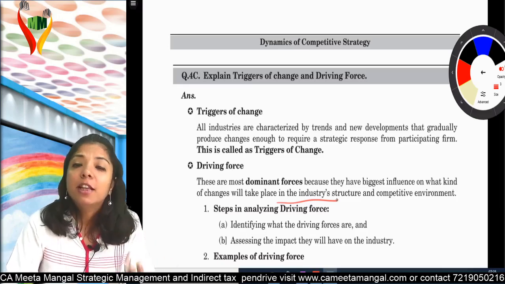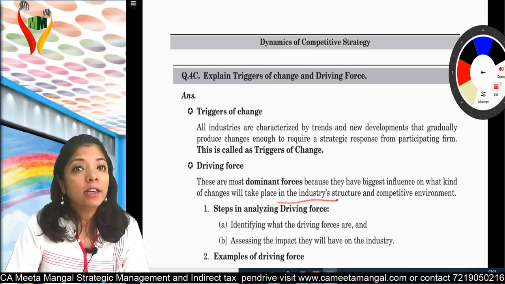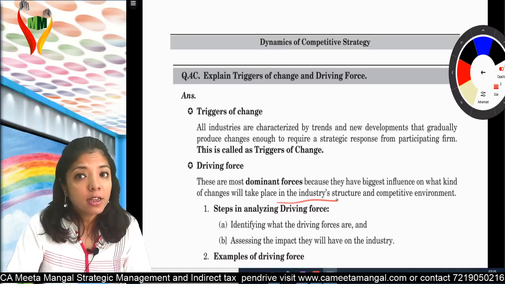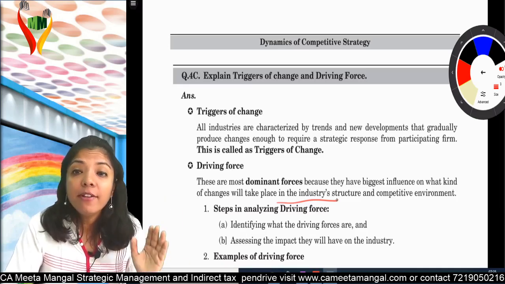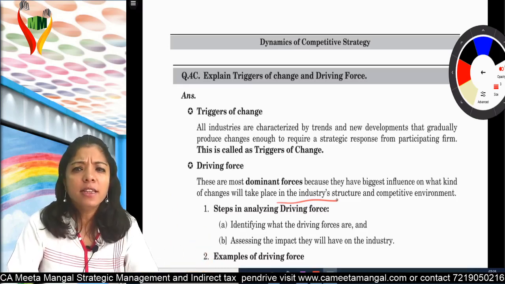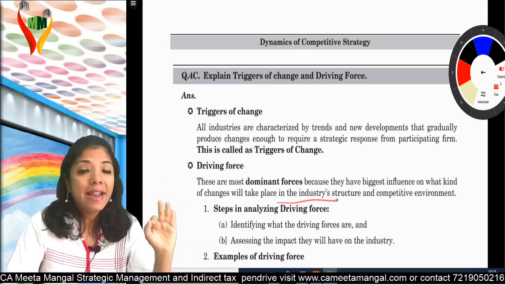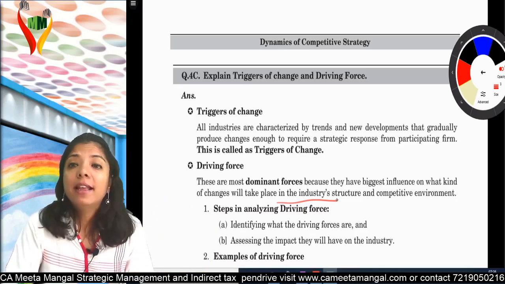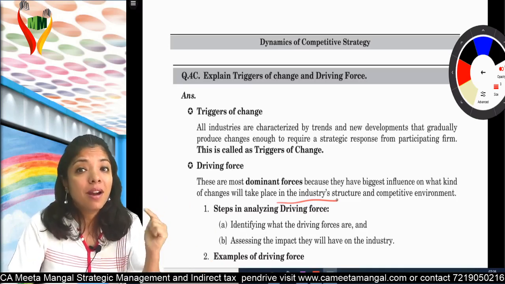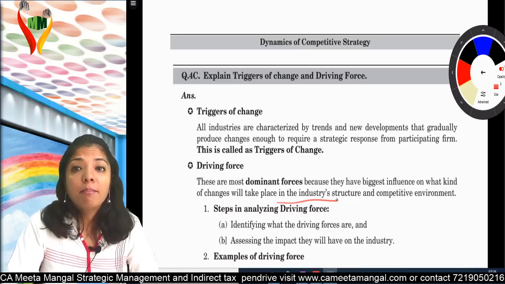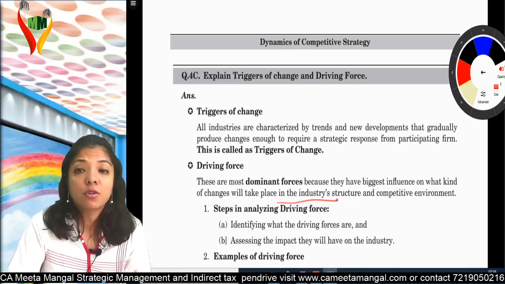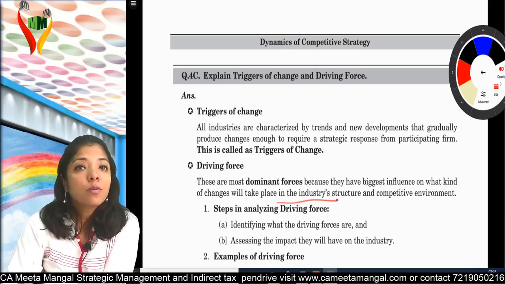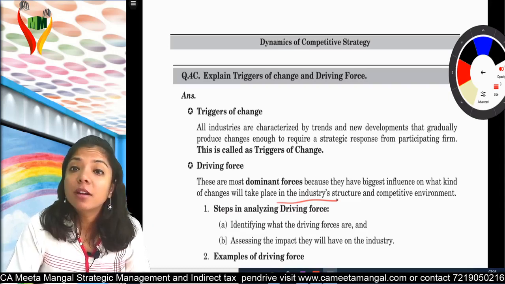For example, change in technology. Change in technology is one of the driving force. If technology has changed, it will affect the whole industry structure as well as the competitive environment. In that case, you need to adapt that change immediately, because that is driving force. It is driving you. Am I clear? This is called as what? Driving force. What's next? Triggers of change.